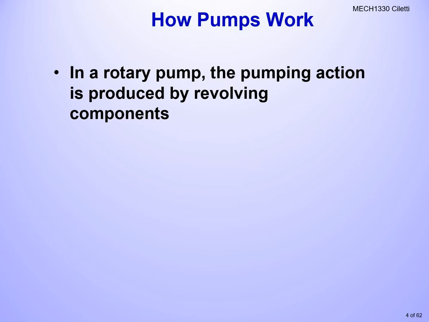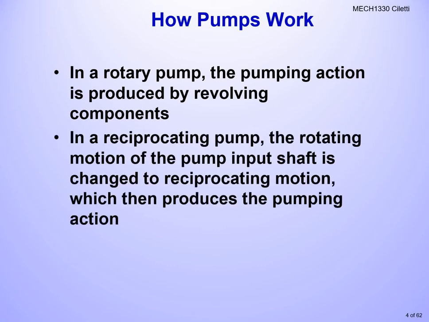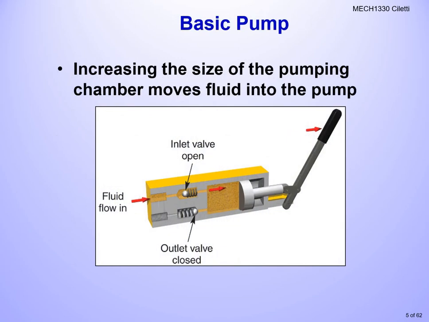We're going to talk briefly about rotary pumps. The pumping action is produced by revolving components. Remember, rotary means rotational, things going round and round. With a reciprocating pump, the rotating motion of the pump input shaft is changed to reciprocating motion, which then produces the pumping action. Think of reciprocating as going back and forth. There's a rotary motion, but that rotary motion controls pistons or cylinders that extend and retract back and forth.